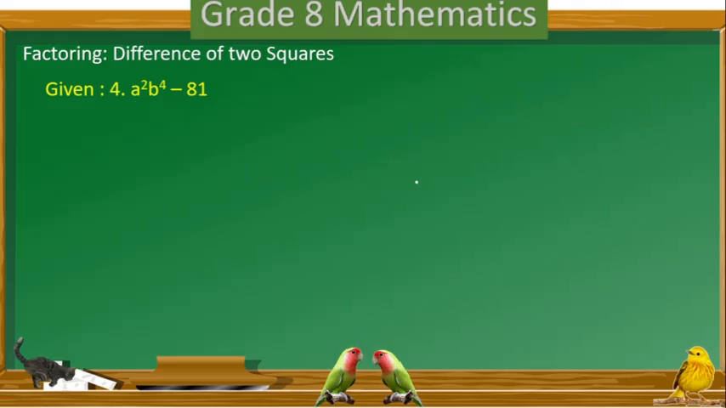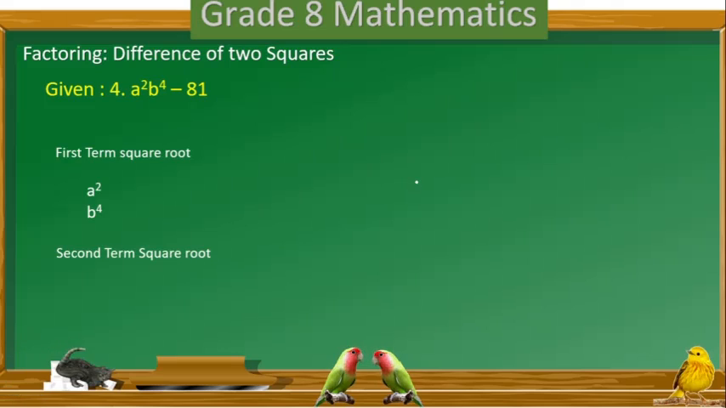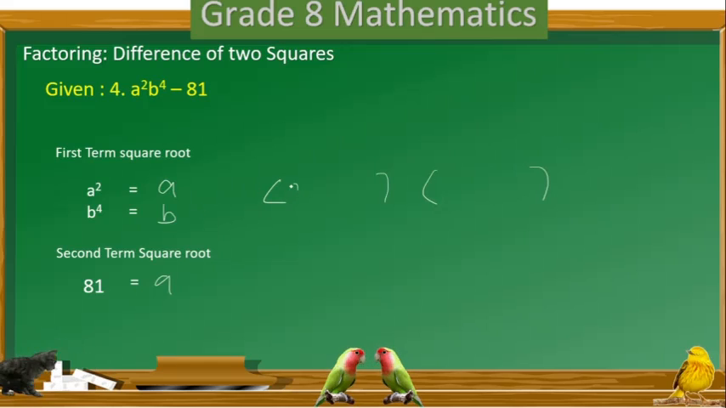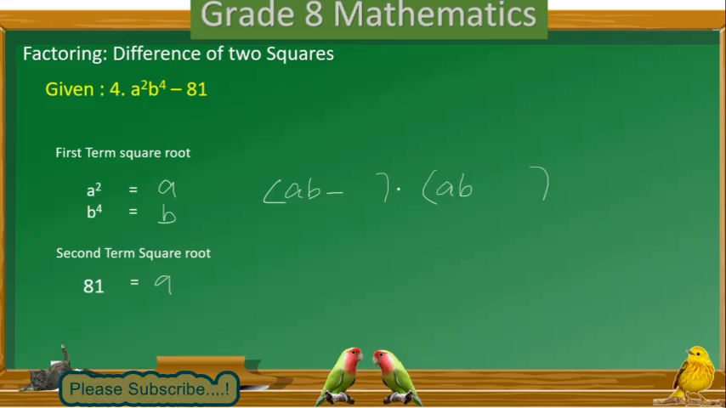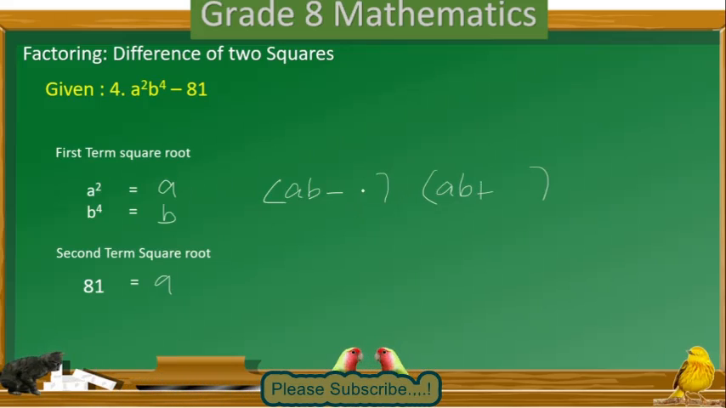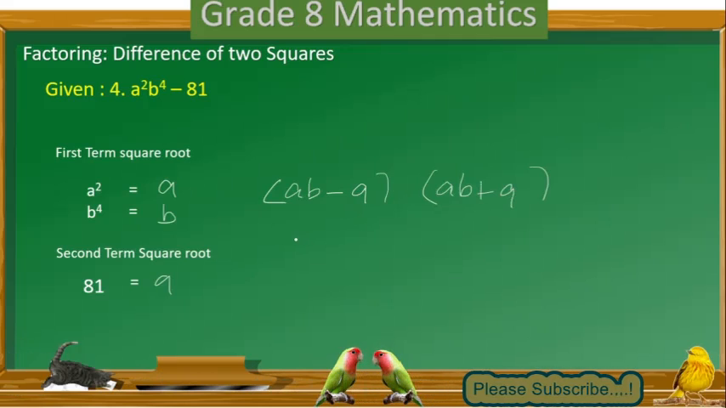Okay. Number 4. The same. Identify the given, the first term, and the second term. For the first term, we have a squared and b to the fourth, and the last term is 81. So what is the factor of each? For a squared is a, for b to the fourth is b squared, for 81 is 9. Then form 2 parentheses. So we have a, b squared, a, b squared. Then the given sign, opposite sign. This one is 9 and this one is 9. That is the answer.